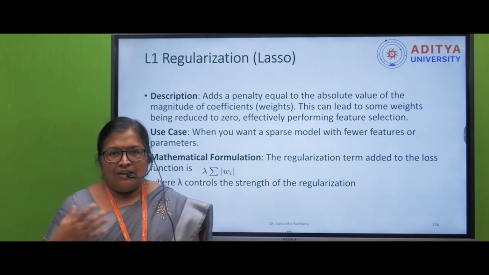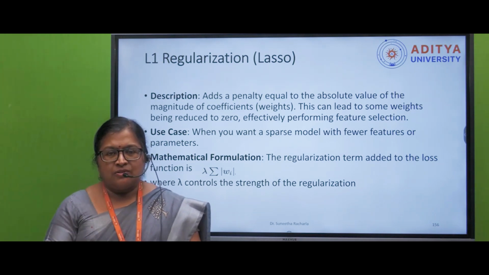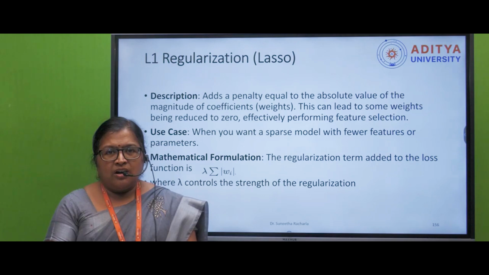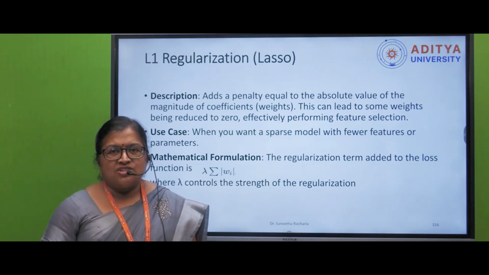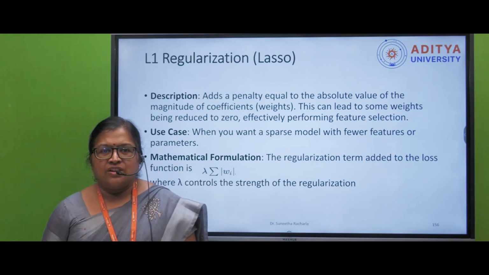So again, I'm repeating, we have discussed the activation functions and of course loss functions. Now we will see the regularization functions.